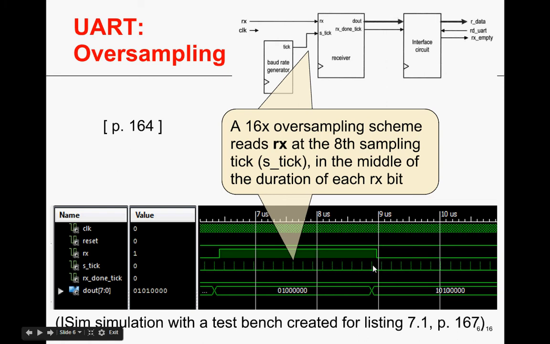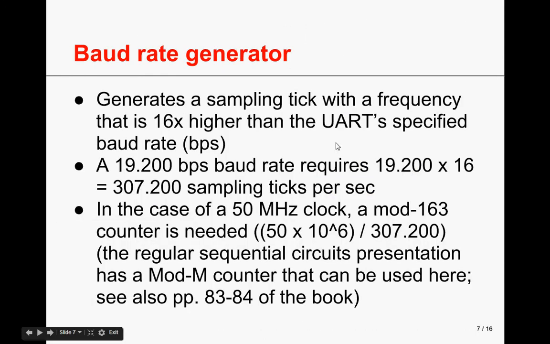Now 8 sampling ticks later, the RX logic value changes to the new bit, and we will again wait for 8 sampling ticks and continue with this process to deserialize the incoming words. The baud rate generator itself needs to produce the sampling ticks with a frequency which in this case is taken to be 16 times higher than the UART's specified baud rate. So if we are going for a 19,200 bits per second baud rate, we will require a sampling scheme that comprises 307,200 sampling ticks per second, and this can be generated in the case of the recommended book, where the board comprises a 50 megahertz clock.